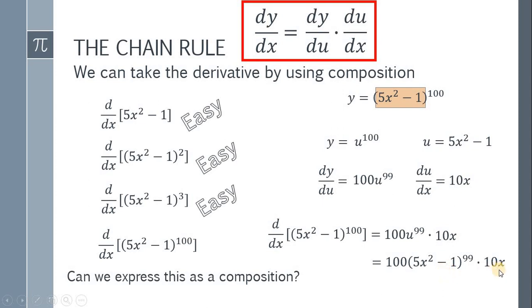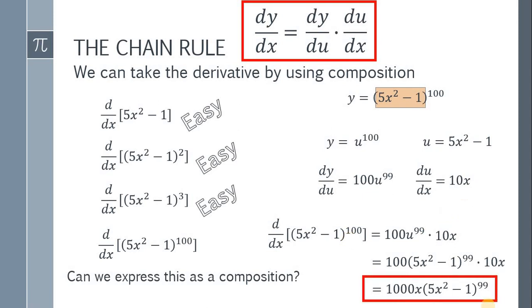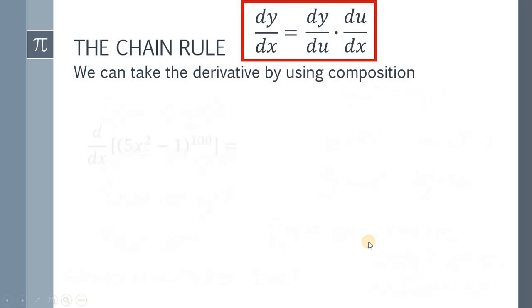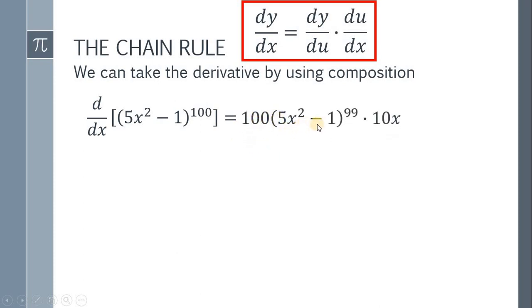Okay? Pero, yung 10x sa labas, pwede natin i-multiply kay 100. So, this becomes 1000x times 5x squared minus 1 raised to 99. And that's the derivative of 5x squared minus 1 raised to 100. And we're done. At this point, i-generalize lang natin kung paano natin i-apply yung ating chain rule. So, kunin natin yung ating naging result na 100 times 5x squared minus 1 raised to 99 times 10x. And hanap tayo ng pattern. So, yung derivative daw ng 5x squared minus 1 raised to 100 is equal to 100 times 5x squared minus 1 raised to 99 times 10x.